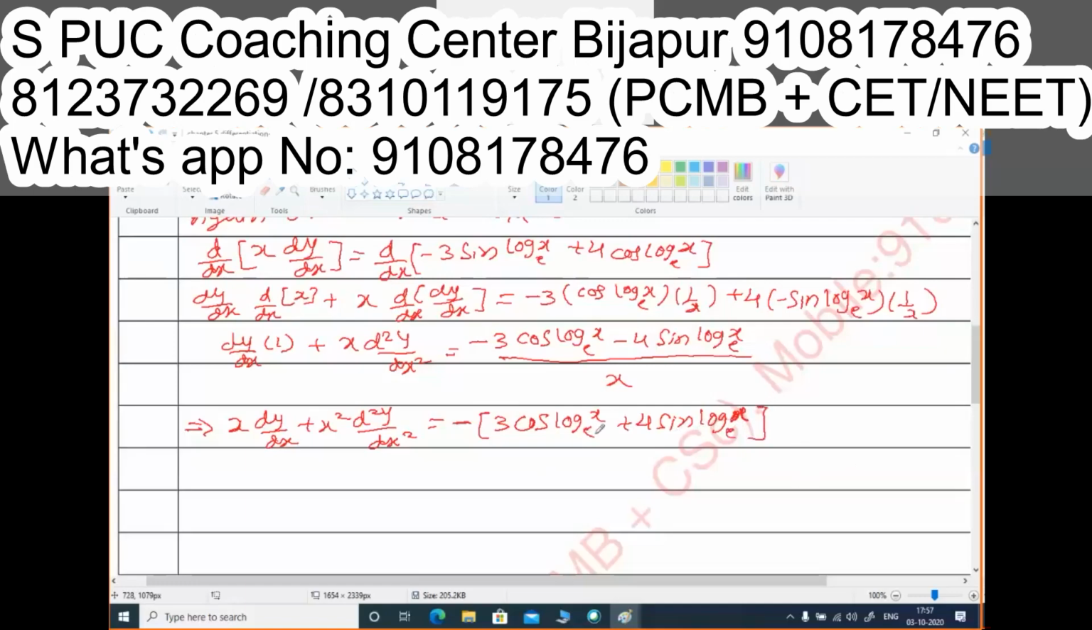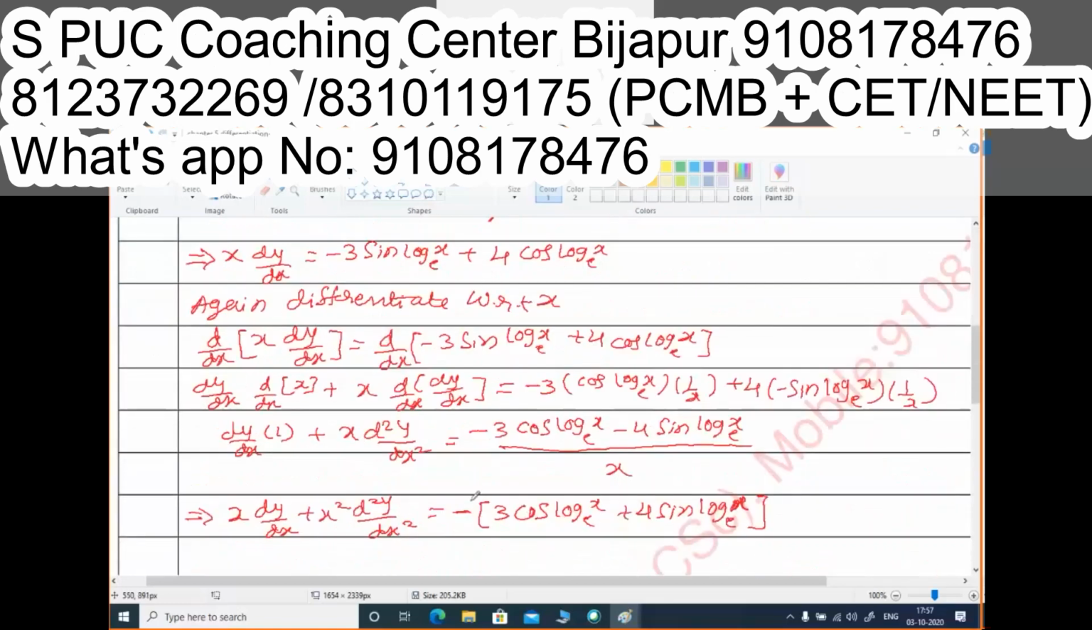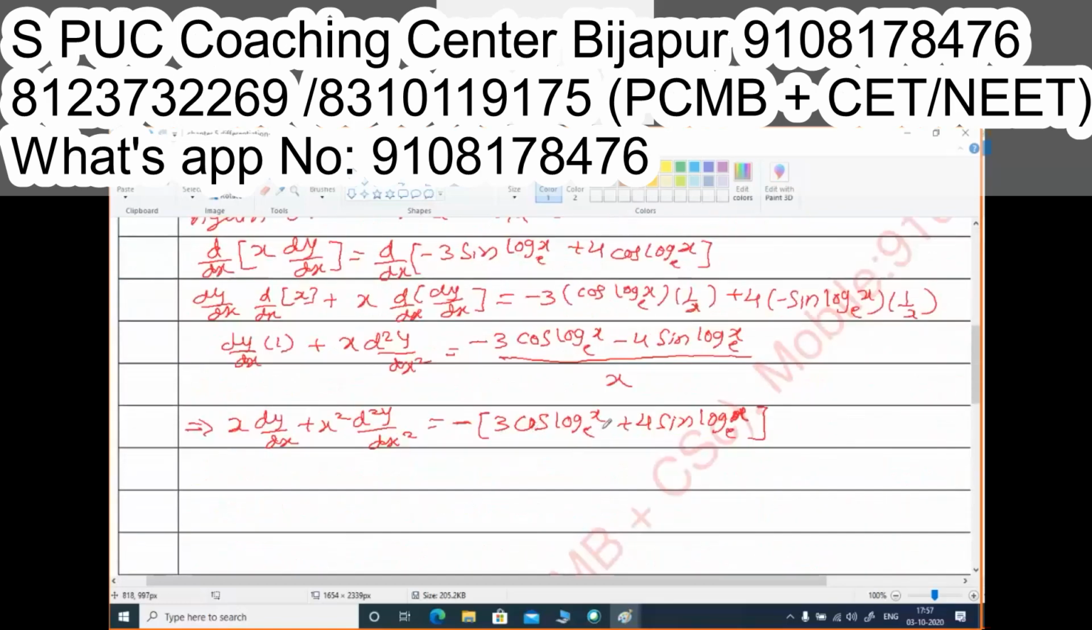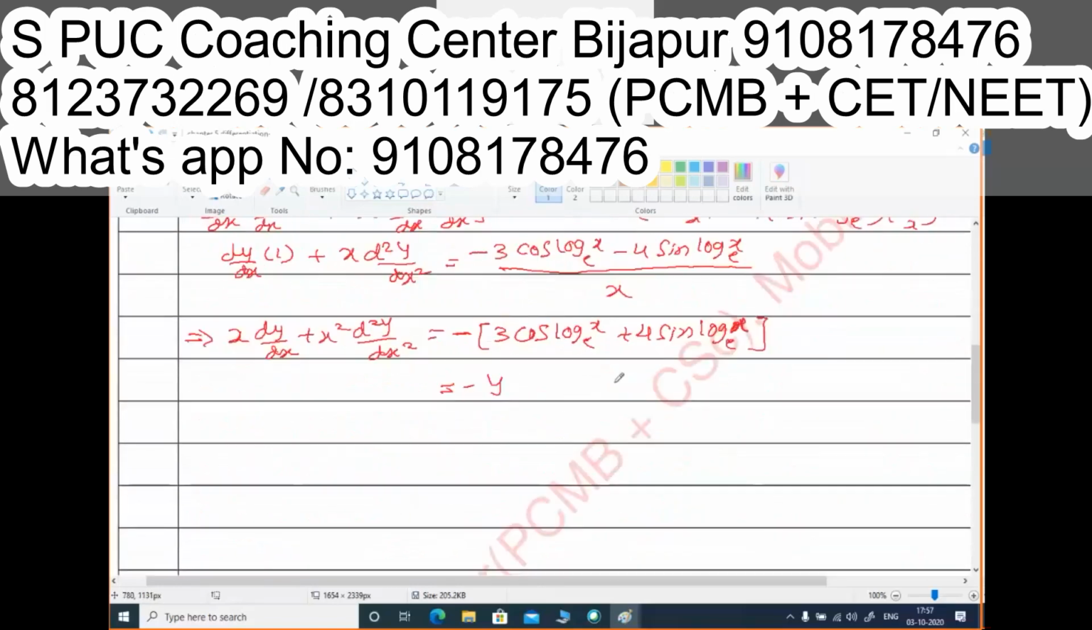Why I have done this, just see the question he has asked. The question is y equals 3 cos log x to the base e plus 4 sine log x to the base e. So here also you got the same. I can replace this by y, keeping the minus as it is, because that is the given question itself. You can call this equation 1, and mention it by using equation 1, though that is not essential since we made use of it from the question.